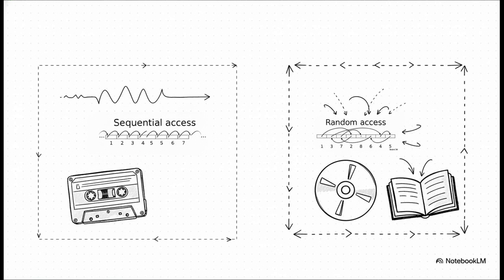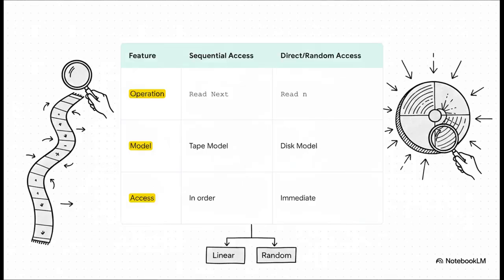On the other side is direct, or random, access. This is like a CD or a digital music file. You can jump to any point in the file instantly. You can really see the difference here. With sequential access, the only command you have is basically read the next thing. But with direct access, you can say, go read data block number 87 right now. One is linear, one is not. And modern hard drives, and especially SSDs, are built from the ground up for this incredibly powerful direct access model.